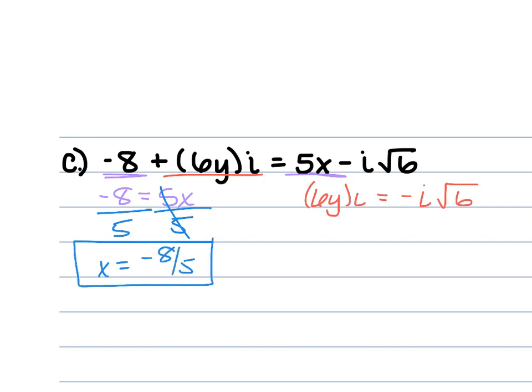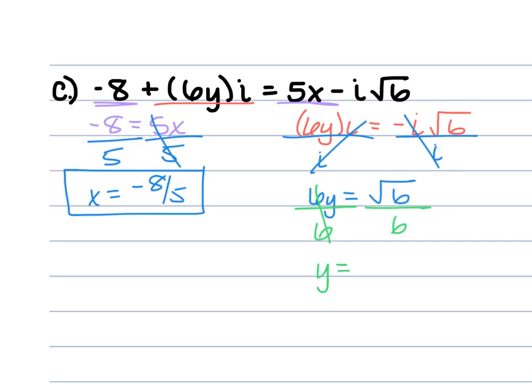For the y's and the i's, we are going to divide each side by i. And we're going to have 6y is equal to the square root of 6. Then we divide each side by 6, and we are left with y is equal to negative square root 6 over 6. Now you do not have a denominator here of 6, so you don't need to go ahead and rationalize your denominators here. You can leave it just the way you see it.